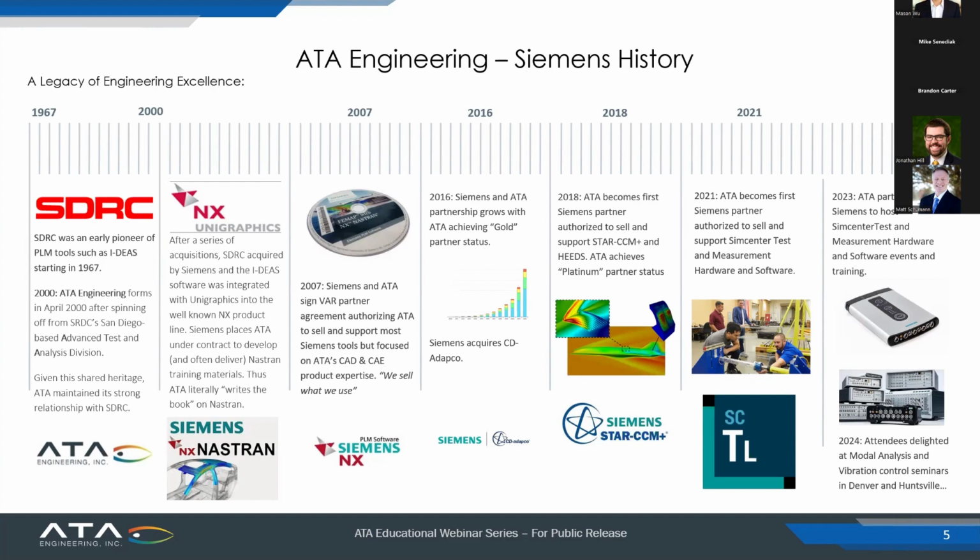We accepted the offer and became one of the Siemens VARs. And in 2016, our VAR business really grew, and we achieved Gold Partner status around the time Siemens acquired CD-adapco, which is the company behind the famous CFD tool called Star-CCM+. And because we love and use Star so much, in 2018, we became one of the first Siemens partners to sell and support Star, and also achieved the Platinum status. And in 2021, we became the first partner authorized to sell and support Siemens test and measurement hardware and software.